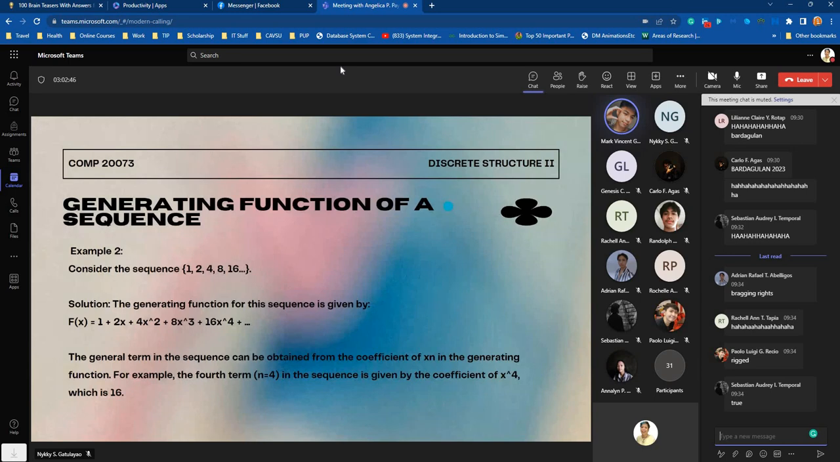Okay. Example 2. Consider the sequence consisting of 1, 2, 4, 8, 16. Solution. The generating function for this sequence is given by f of x equals 1 plus 2x plus 4x raised to 2 plus 8x raised to 3 plus 16x raised to 4 and so on. The terms of the sequence can be obtained from the coefficients of x in the generating function. For example, the fourth term, n equals 4, in the sequence is given by the coefficient of x raised to 4, which is 16. Next slide.